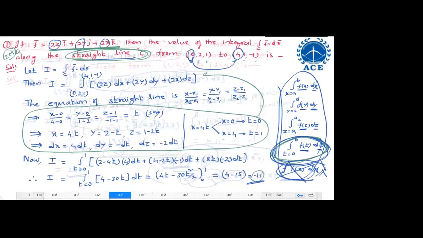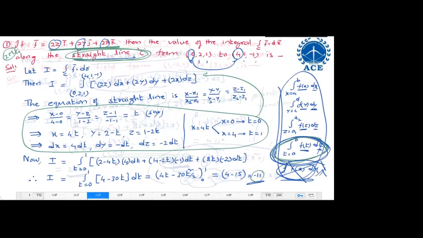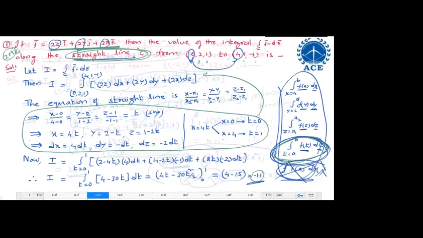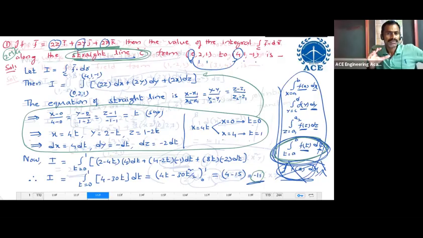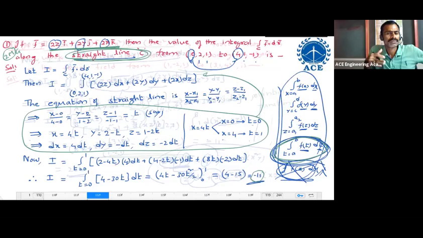Suppose the curve is closed. Line integral is given, curve is closed. Then we can evaluate that line integral using Green's theorem or Stokes theorem. But Green's or Stokes depends on the given object. If the object is a 2D object, then do the problem by Green's theorem. Suppose the object is a 3D object, do the problem by Stokes theorem. It is the only difference.